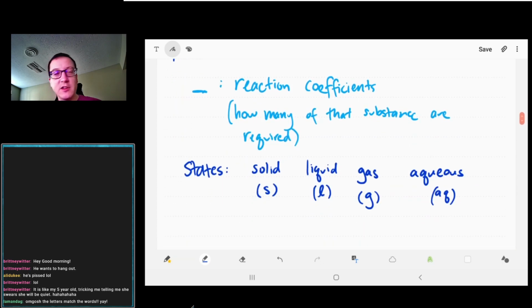The letters finally actually match the words. It's a miracle. So that's always good.